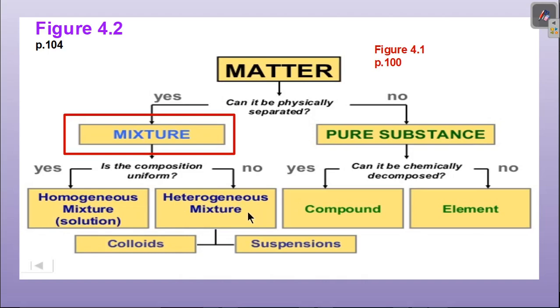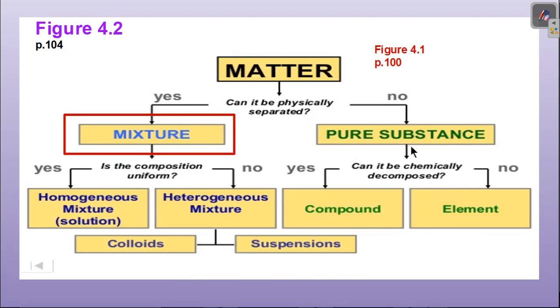Heterogeneous, on the other hand, is a mixture where you can see the little pieces of the different elements that make the mixture present. So you can see that it's made out of several parts. You can see it with your eyes. Heterogeneous mixtures further can be divided into colloids and suspensions, and we're going to see what that means.